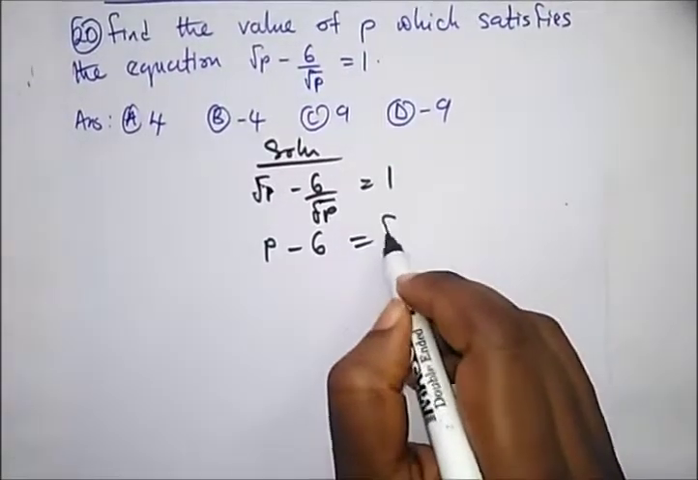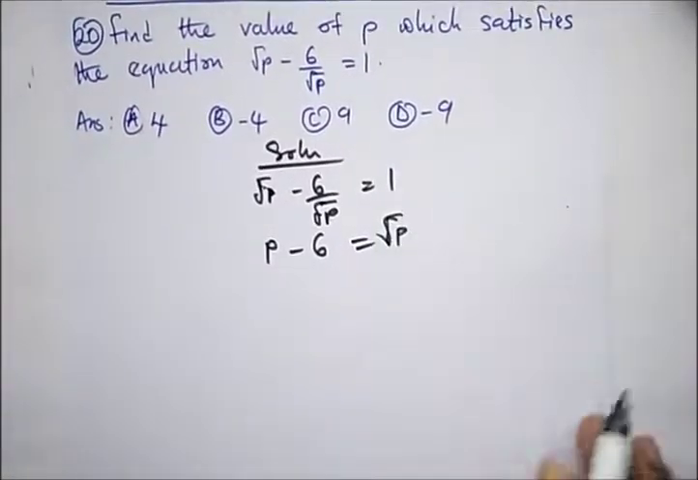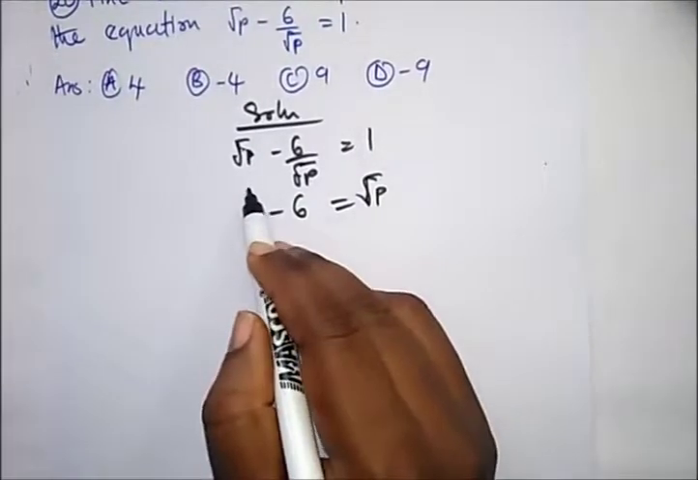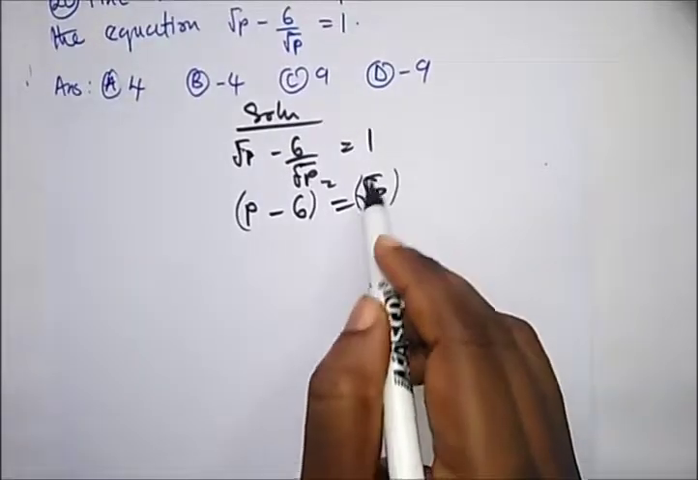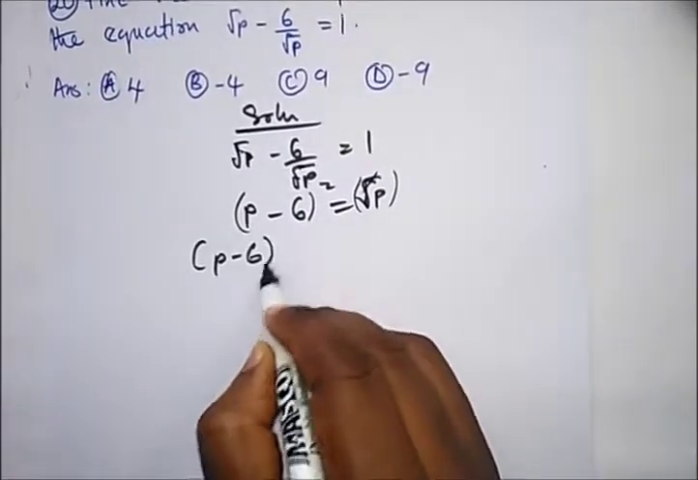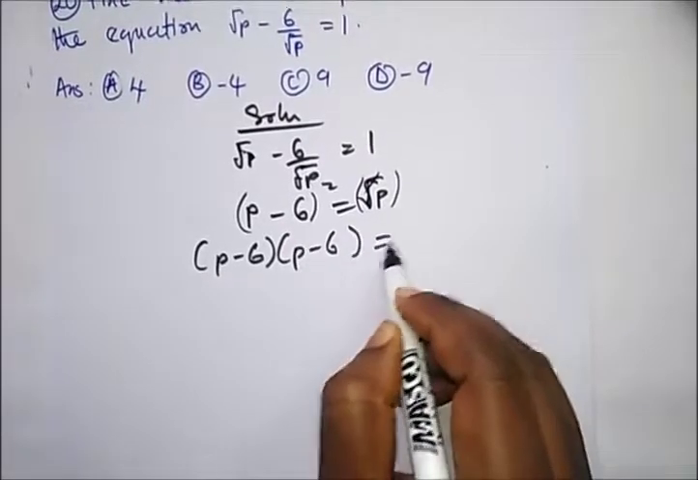Multiplying to this side, we have p root, square root of p. So here, to cancel out the square root, let us square both sides. When we square both sides, this will cancel out, and we have to open a bracket of this, which is p minus 6 bracket, p minus 6 equal to p.